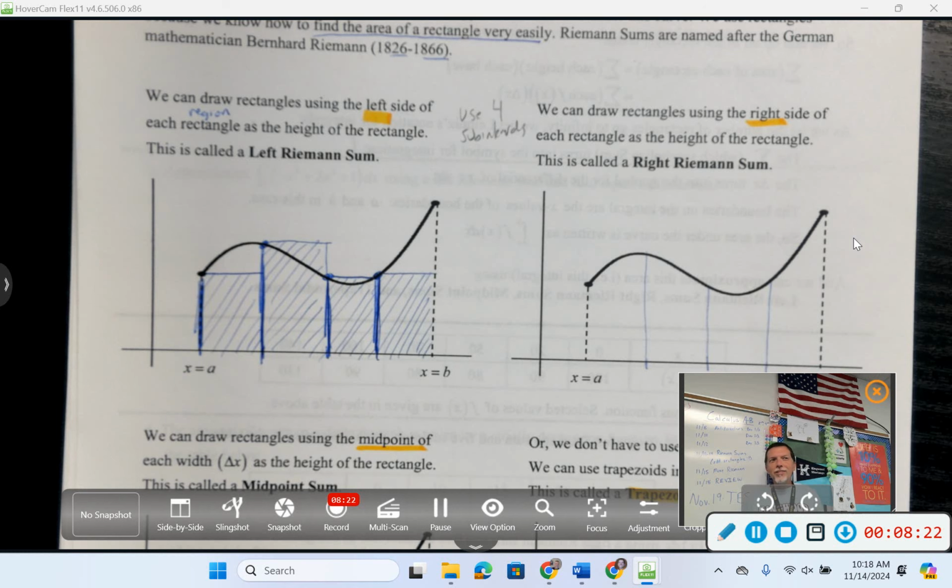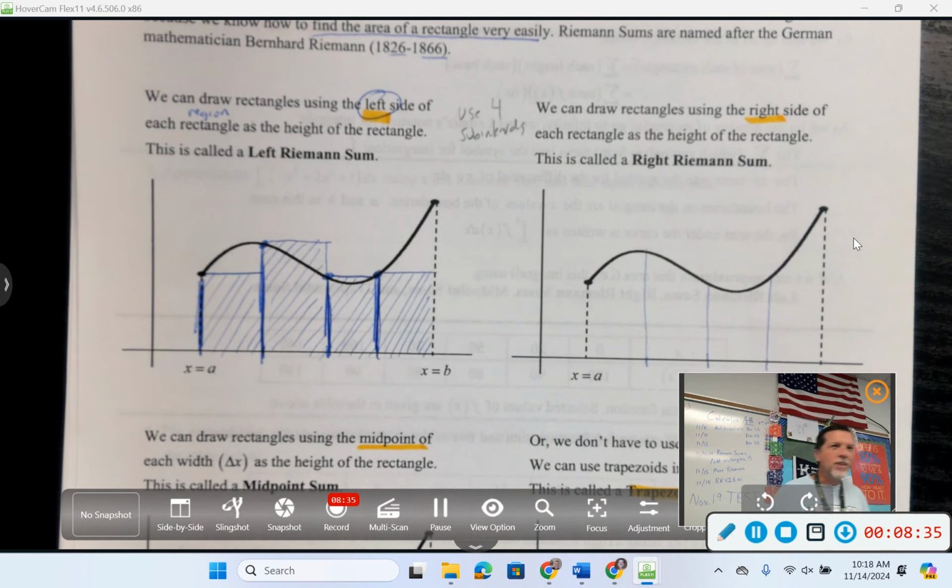And when we ask you to do a left-sided rectangle, it's nice because it will use the word left in there somewhere. It'll say a left-hand sum, or a left sum, or a left Riemann sum, or left height. But the word left will be used. So it's pretty clear: come from the left.